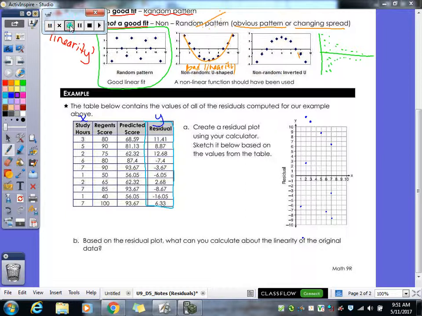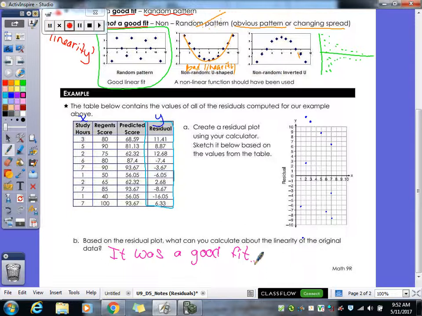So based on the residual plot, what can you say about the linearity of the original data? All you would have to say is it was a good fit. By saying it was a good fit, you're saying that was the correct line of best fit to use.